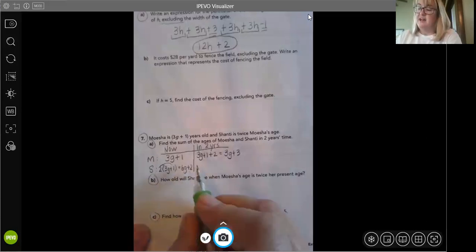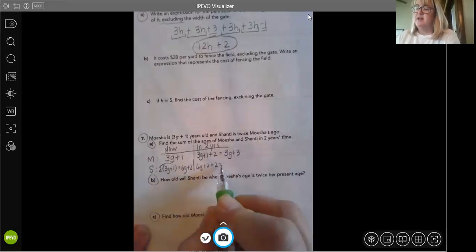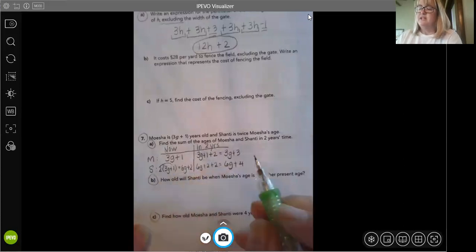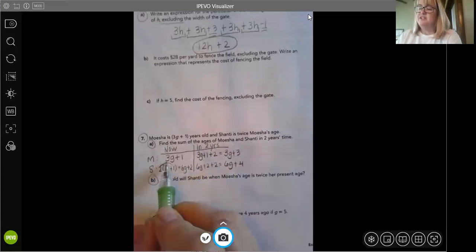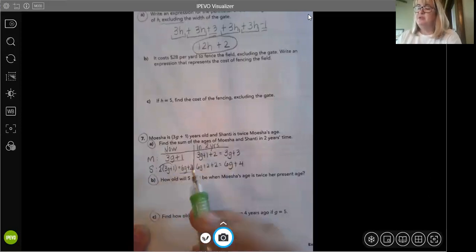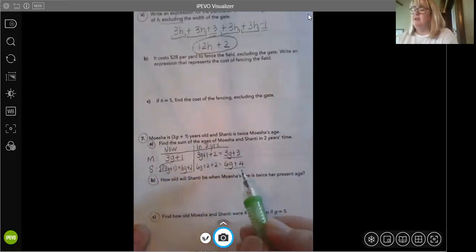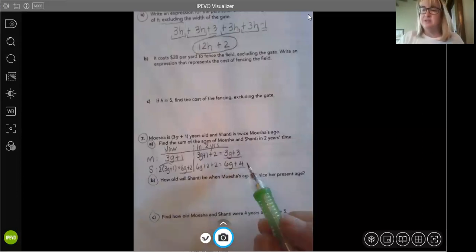Well, in 2 years' time, we take her current age, 6G plus 2, and we add 2 to it. So that would be 6G plus 4. So now Moesha is 3G plus 1, Shanti is 6G plus 2. In 2 years, Moesha is 3G plus 3, Shanti is 6G plus 4. All right, let me read the question. All I've done is organize my work. Now I need to read the question.